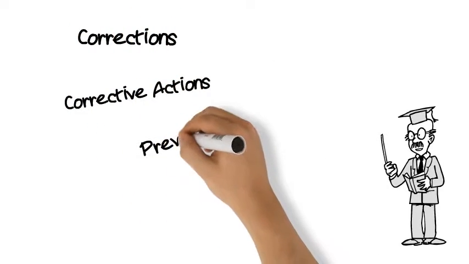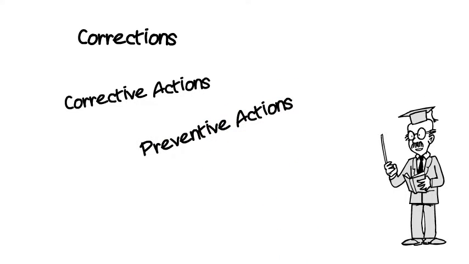Corrections, corrective actions, and preventive actions. In some organizations with some or other system of quality management, many people are not clear about the difference between corrections and corrective actions. There is often even more confusion as to the difference between corrective actions and preventive actions.